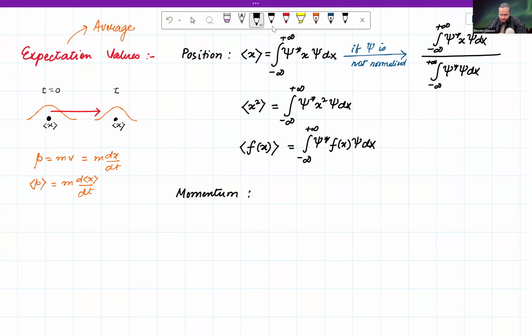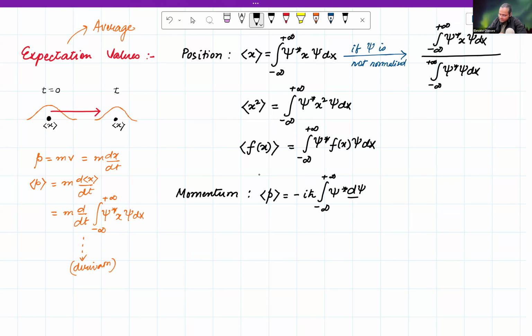So if you follow this procedure, what do you actually end up getting? You actually end up getting something like m d upon dt of the expectation value of position, which is the integral of x psi star x psi dx, right? Now, of course, this represents a derivation that you can check in any standard textbook like Griffiths, where you use the Schrodinger equation to simplify this expression. And when you do, you end up getting this particular expression, that P is simply equal to minus iota h cross, integral from minus infinity to plus infinity, psi star d psi upon dx.